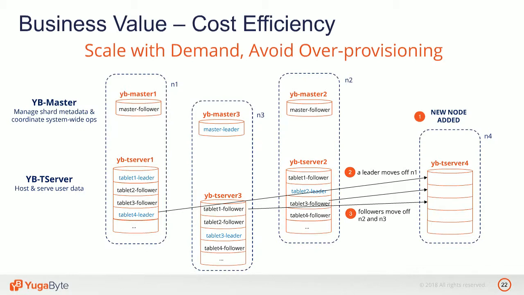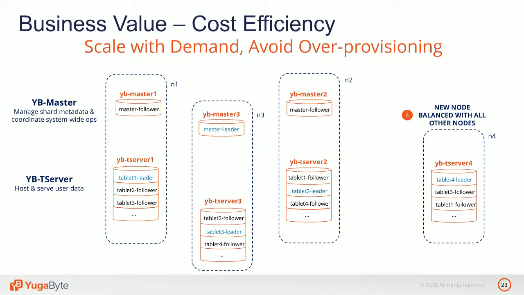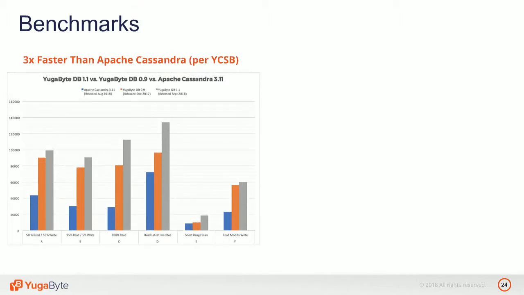Benchmarks. We all love benchmarks. How do we compare against the best of the best? YugaByte DB is 3x faster than the best NoSQL out there, which is Apache Cassandra. And especially in case of reads, the performance is tremendous, because on the read path, YugaByte DB does almost no work compared to Cassandra.